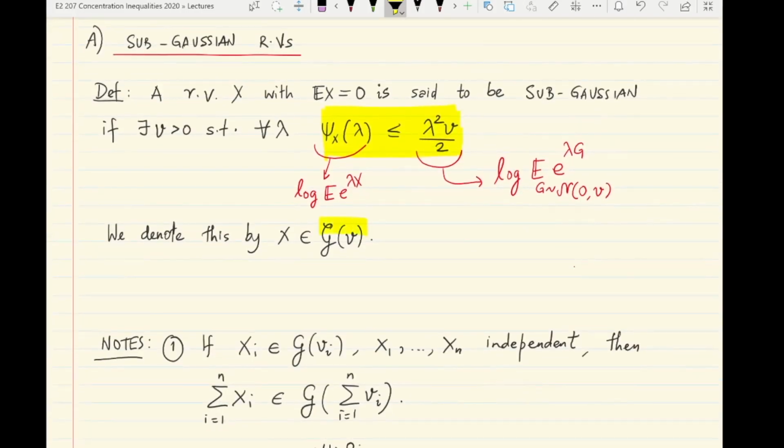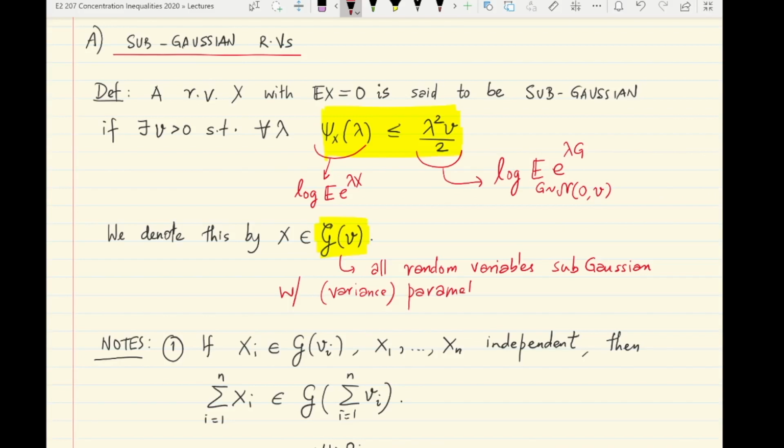So we use the notation G of v to denote all random variables which are Subgaussian with parameter v, which we'll also call the variance parameter for reasons that will become clear later. So G of v is the class of all random variables which are Subgaussian with variance parameter v. And so we'll use the notation X belongs to calligraphic G of v if X is 0 mean and it is Subgaussian with this variance parameter v.